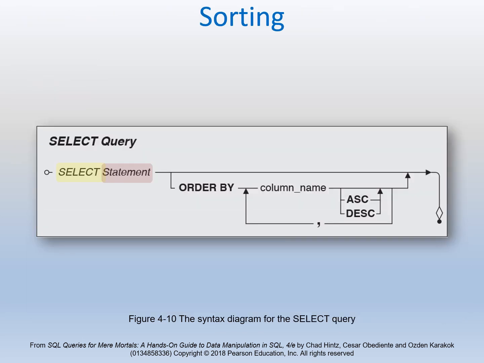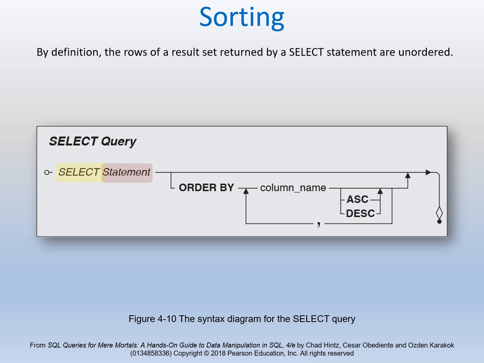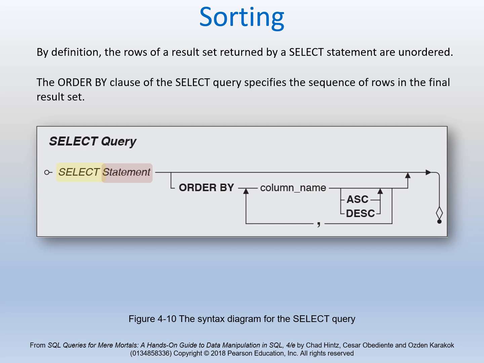By default, when the rows are returned from tables in a database based on our query, the rows are not sorted. The data is not sorted by default. The order by clause can be used in the select statement to specify the ordering of the columns and to specify if the columns should be ascending or descending in value.